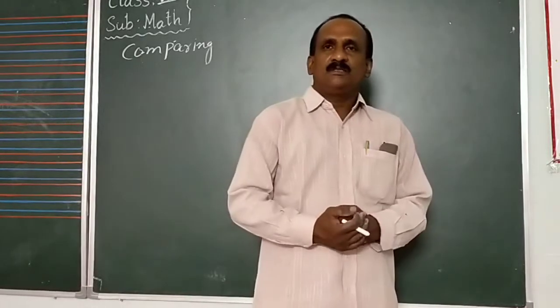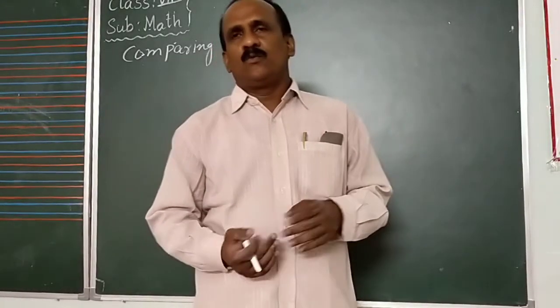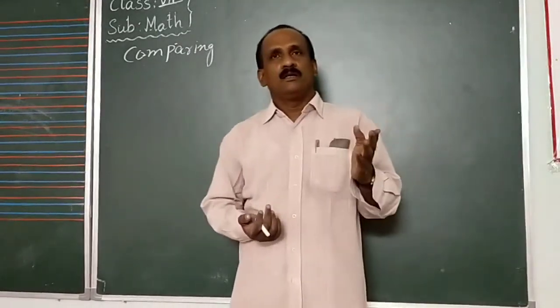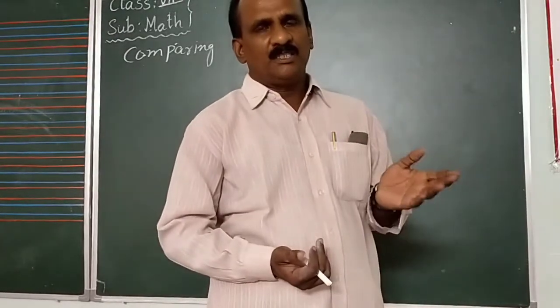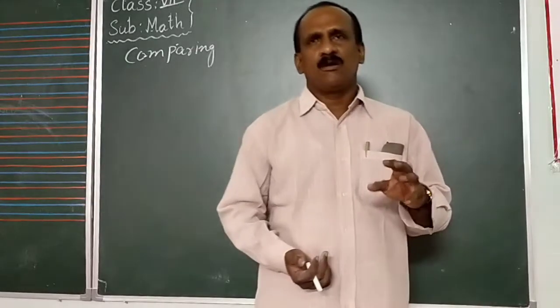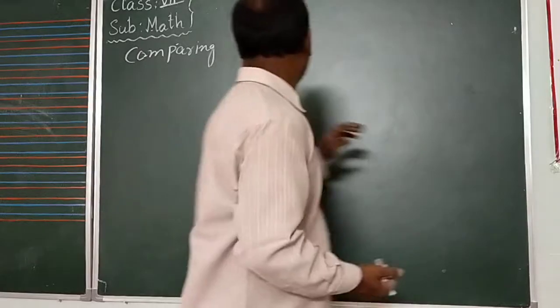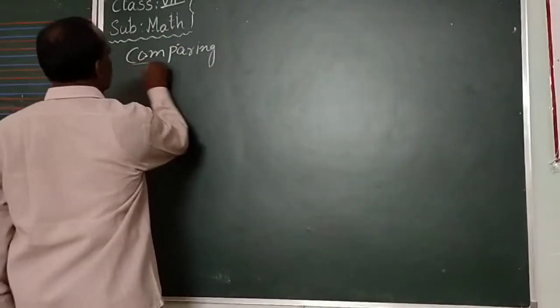We are discussing the chapter on fractions. In the last two classes, we covered what is meant by fractions, what the types of fractions are, and how to convert improper fractions into mixed fractions and mixed fractions into improper fractions, and simplified fractions. These are all finished. Today we will go on to comparing fractions.